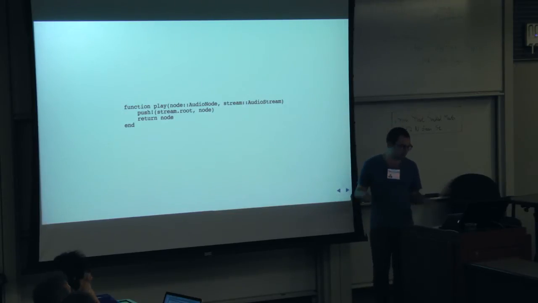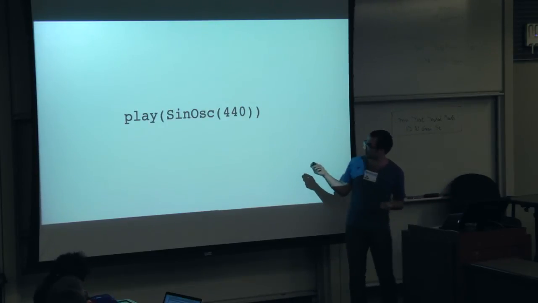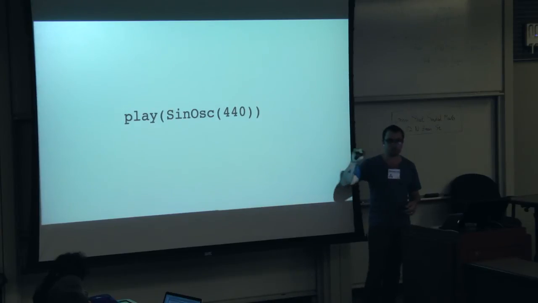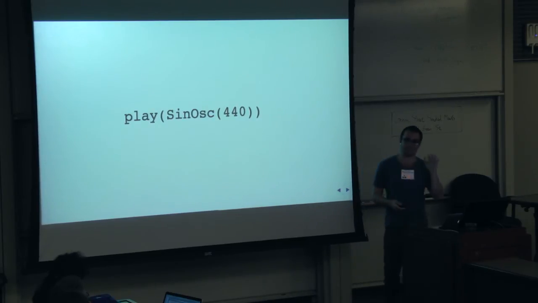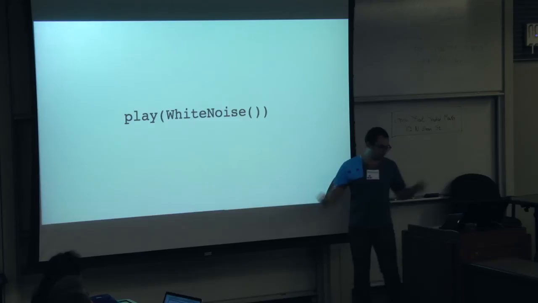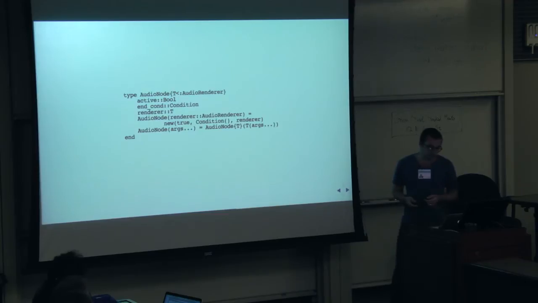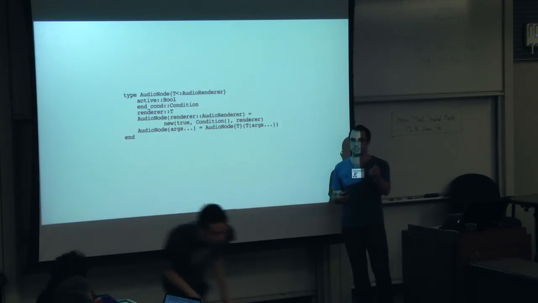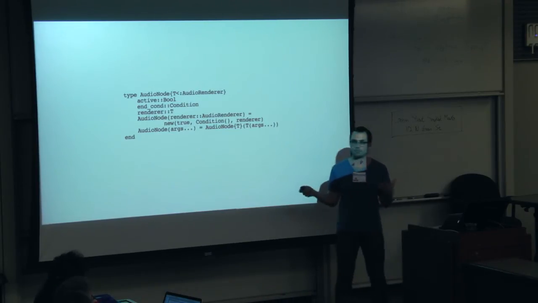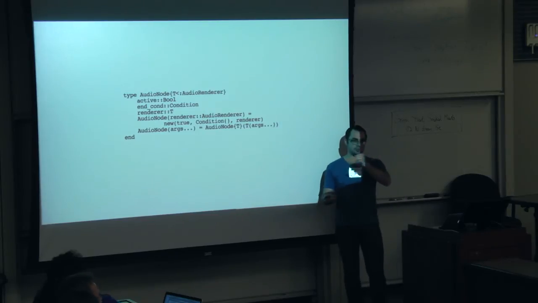So what kind of audio nodes do we really have here? For instance, you might want to play a sine oscillator at 440 hertz. You can do white noise, which is just noise. All those things are instances of audio nodes, and the audio node is basically the UGen. I might just change the name to UGen, because that's probably more common nomenclature. It's the basic thing that you can wire together in this system.